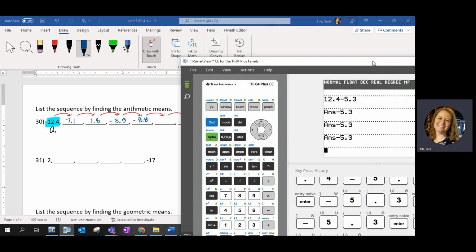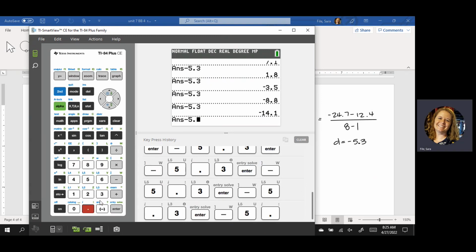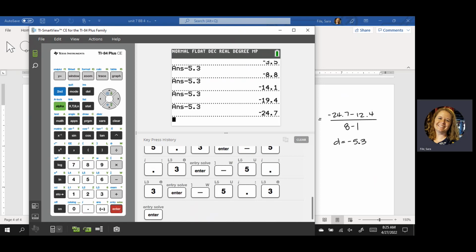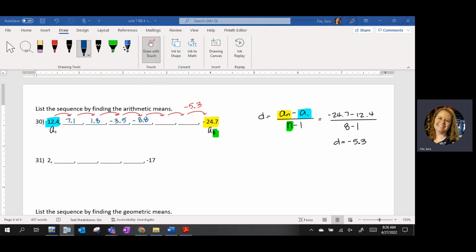Okay, and then I'm going to do it 3 more times. Minus 5.3, minus 5.3, minus 5.3. Because you can see that the third time, that last time I did it, it comes to that last term, negative 24.7. So that's what I meant when I said this is the kind of problem that ends up checking itself at the end. So this one was negative 14.1 and then negative 19.4. And it did check out. We got to this one at the end. So I'm going to put a little check because I know I did it correctly.